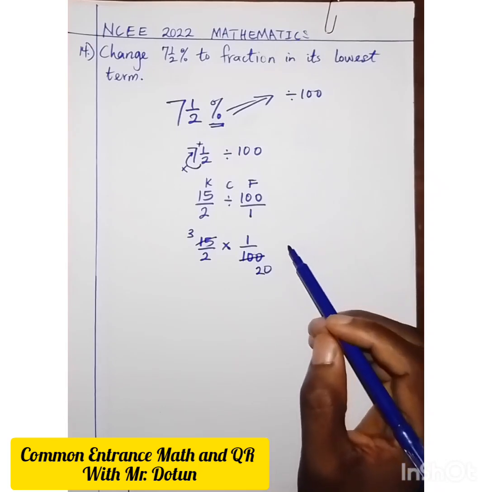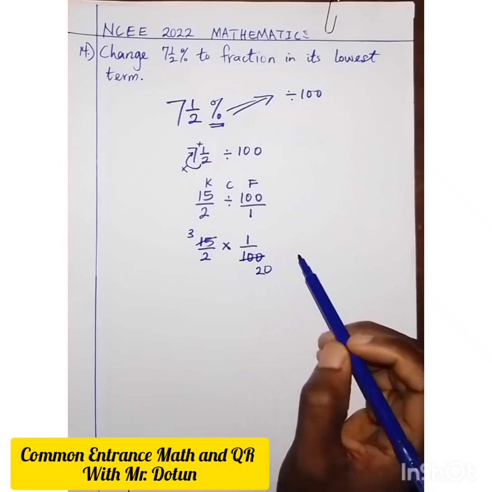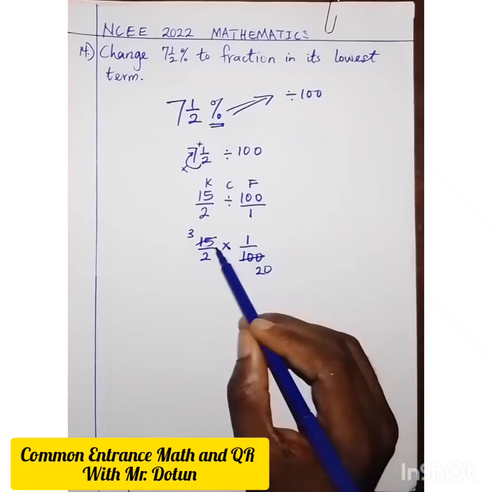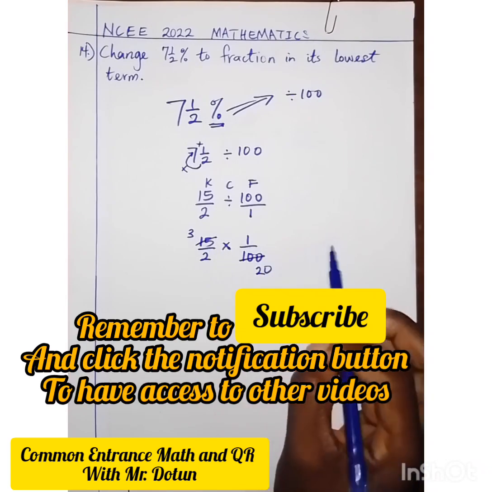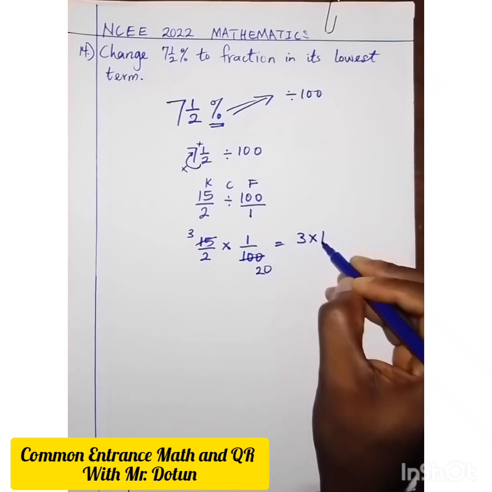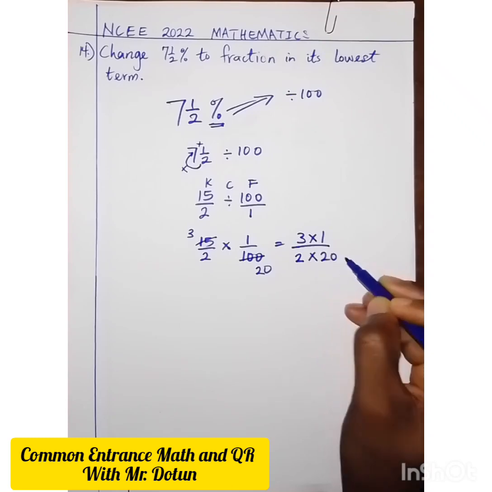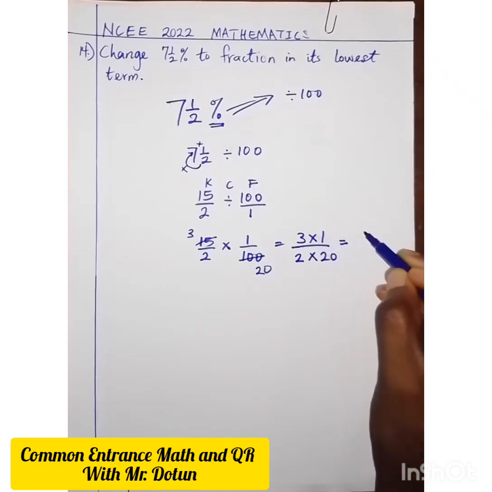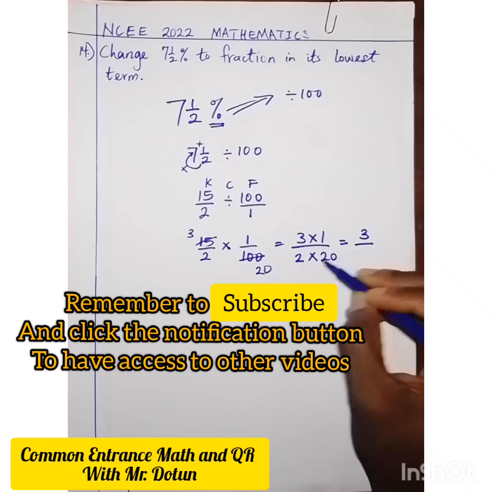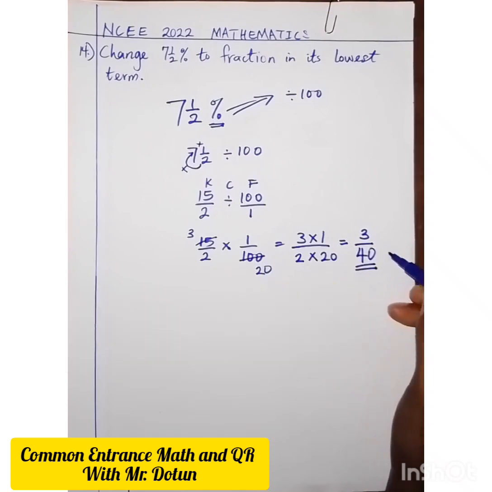So I check again, can anything still divide? Do I have a common factor? Alright, I think the answer is no. 3 does not have any common factor with 2 or 20. So what we have left upstairs is 3 times 1 in the numerator, and in the denominator we have 2 times 20. 3 times 1 is 3, and 2 times 20 is 40. Alright, so our final answer is 3/40.